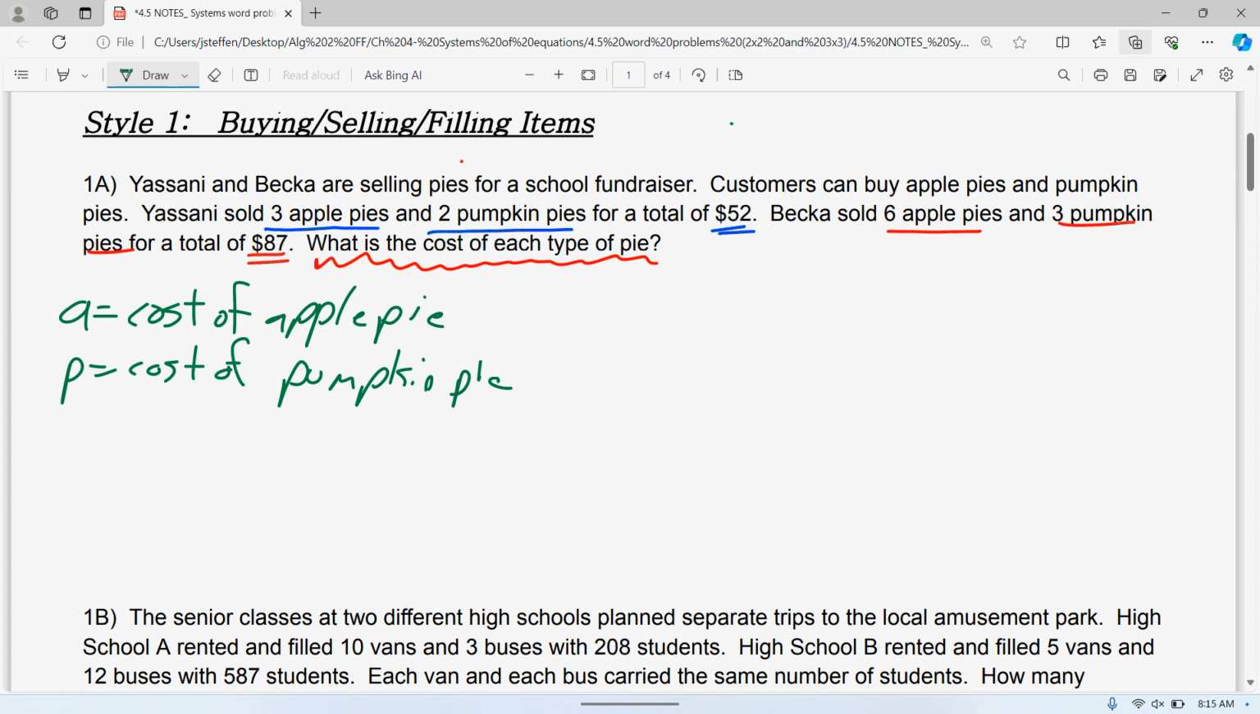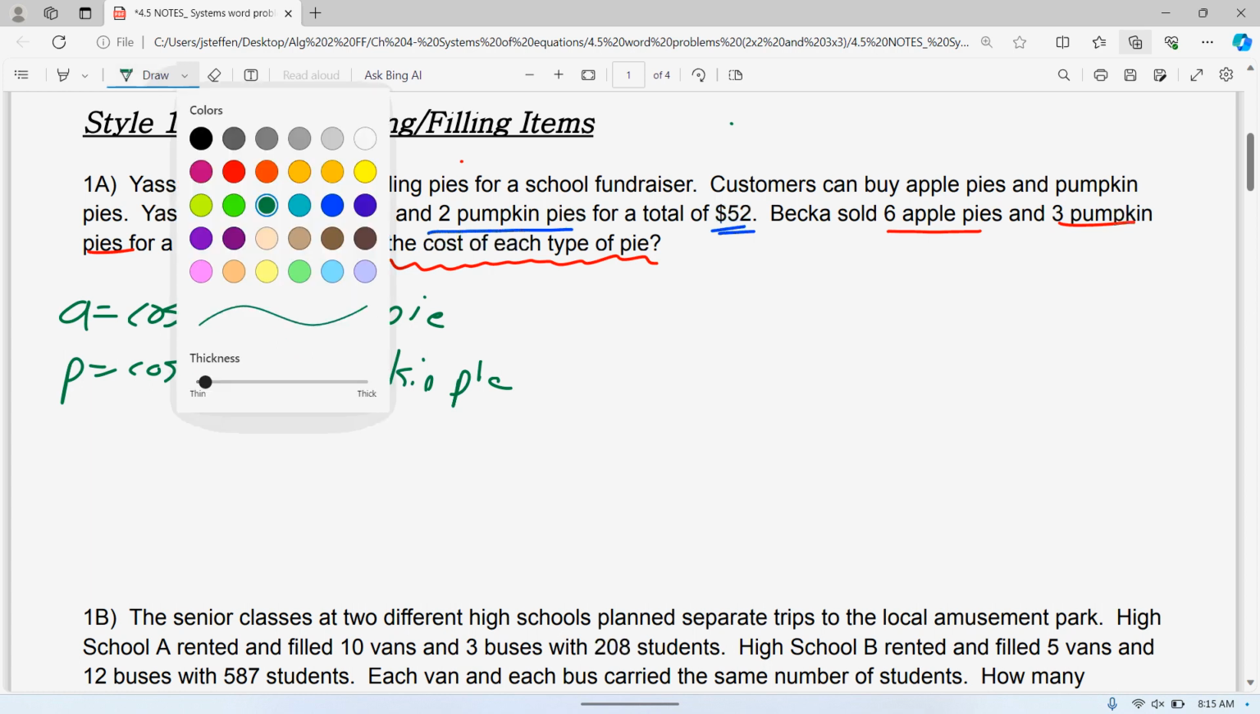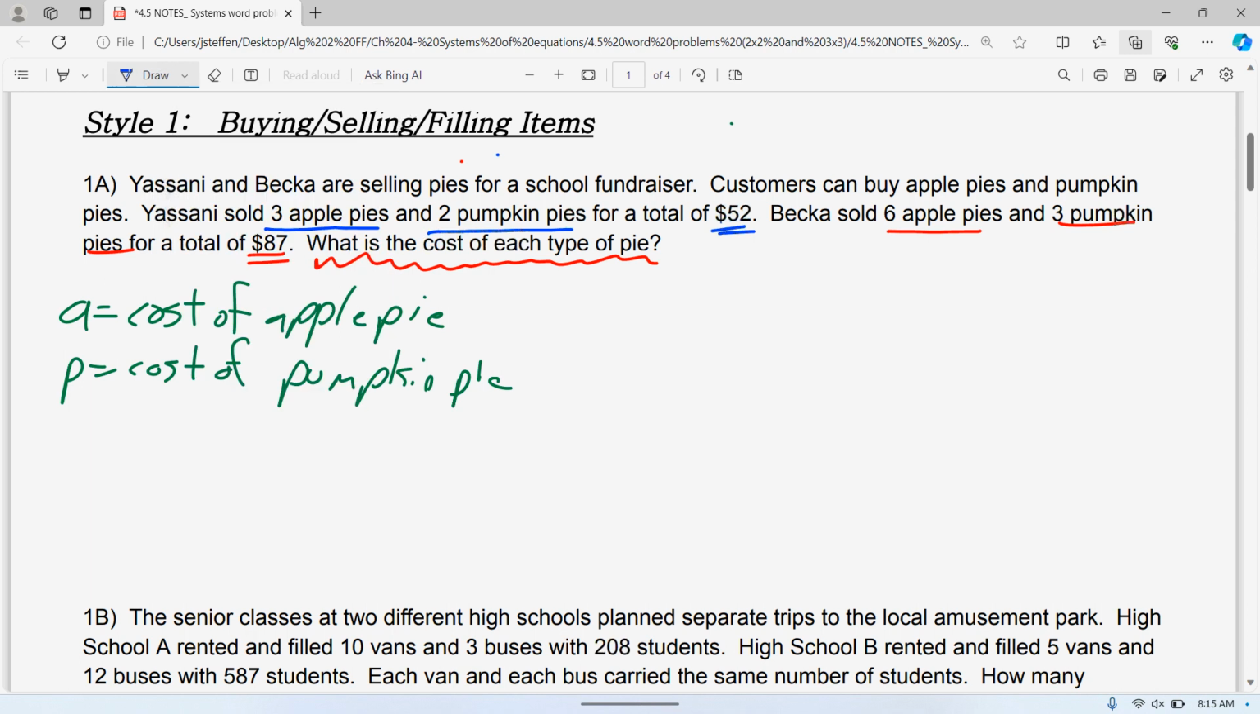So the third step is setting this up, and this is the part that I really need to make sure you guys know, because in my opinion, this is the difference compared to what we did before. We need those equations like we've been doing. So my first equation in blue: 3 apple pies and 2 pumpkin pies cost $52.